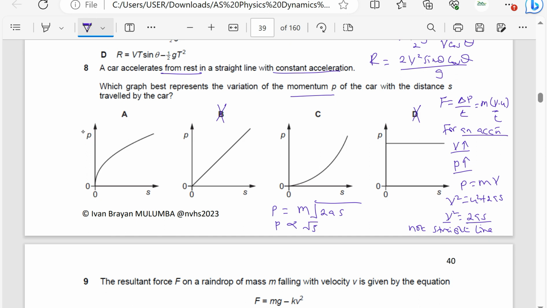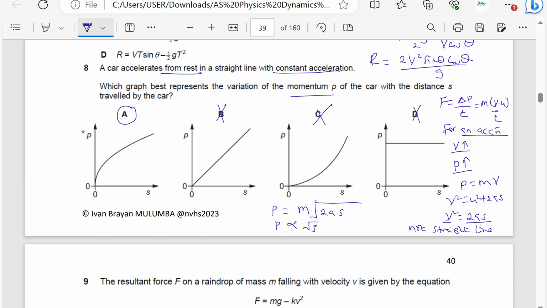And that graph is going to be a... If momentum is directly proportional to the root of s, you can check with values. If s is 0, momentum is automatically 0. If s is 1, momentum is the root of 1. If s is 4, then momentum is the root of 4, which is 2. So the graph has a decreasing gradient.